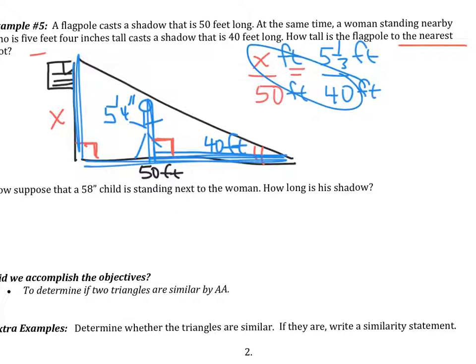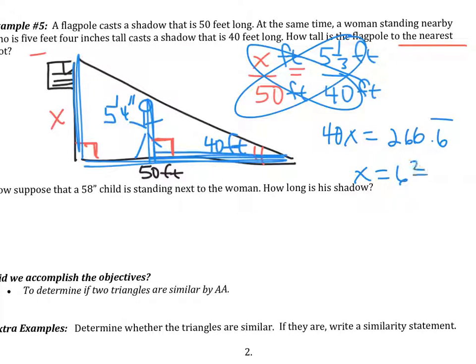So you got 40 times x equals 50 times 5 1/3, which is 266.6 repeating. Did anybody get x? What'd you get? 6 2/3. 6 2/3 feet. Okay, but that's a really awkward height for a flag, don't you think? It should be higher, like 15, 20 feet. Yes. It's just a word problem, more about making sure we understand how to solve for missing values of a triangle.